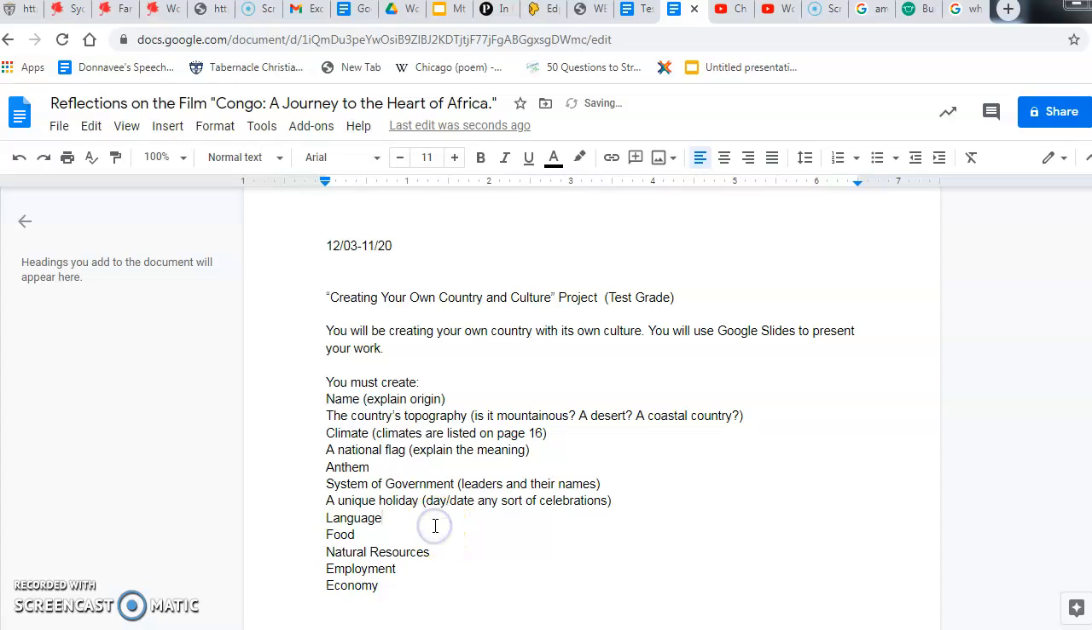Okay, so then the next thing that you need to do is what language do they speak. If you want to make up a language, that's fine. If you want them to speak English, that's fine. If you want them to speak French, that's fine. It's up to you. Okay, so you also want to include on the next slide food.